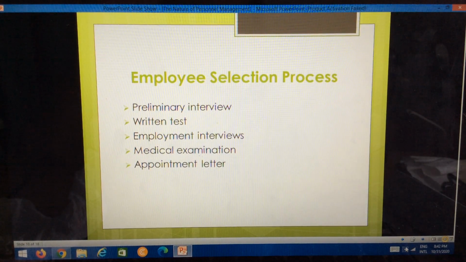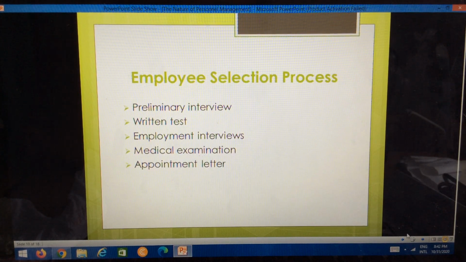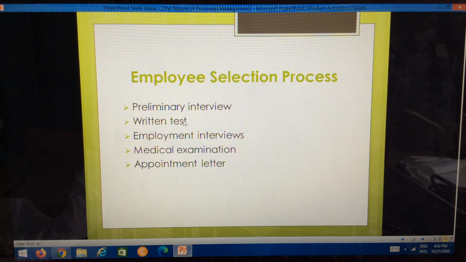Various written tests conducted during the selection procedure are aptitude tests, intelligence tests, reasoning tests, and personality tests. These tests are used to objectively assess the potential of a candidate. So the third one is the employment interviews.